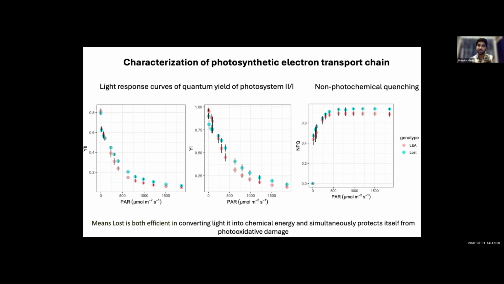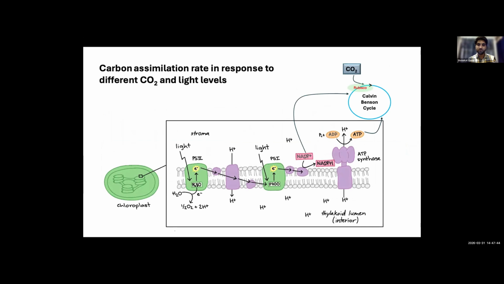But we thought it could be because this wild species grows in South American arid regions, where it is very hot and there are very high light intensities, so it has to protect itself from high light intensities and the reactive oxygen species that are generated due to this high light stress. So it means that this wild species is both efficient in converting light energy into chemical energy, and simultaneously it also protects itself from photo-oxidative damage and photoinhibition. So these were some results from the electron transport rate side.